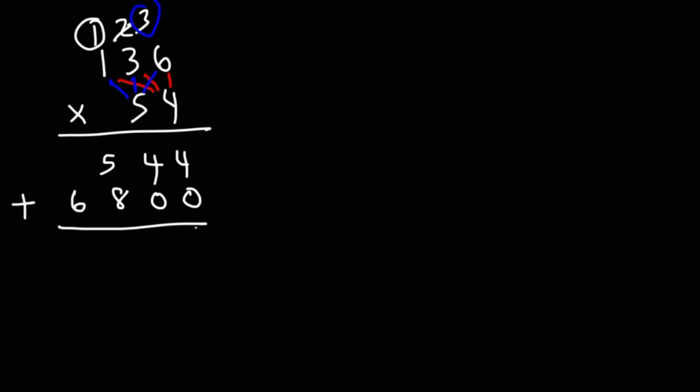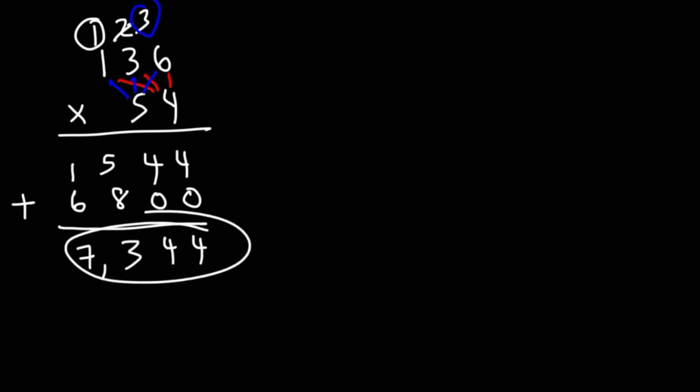Now we need to add. 4 and 0 is 4. 5 plus 8 is 13. Carry over the 1. 6 plus 1 is 7. So the answer is 7,344. And of course, it's wise to confirm that with the calculator. So that answer is indeed correct.